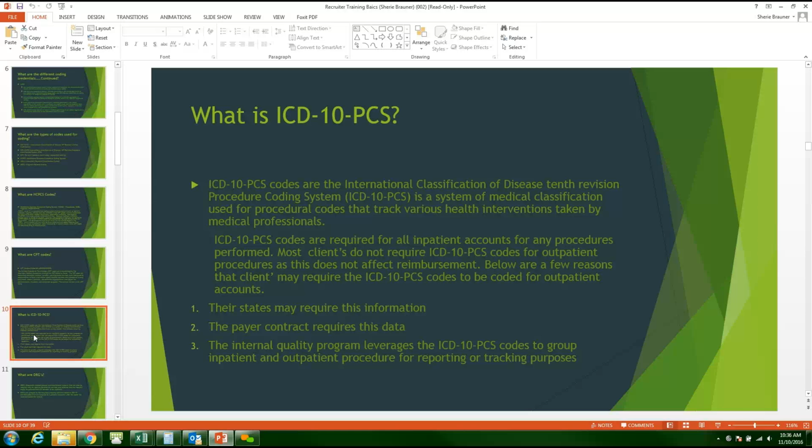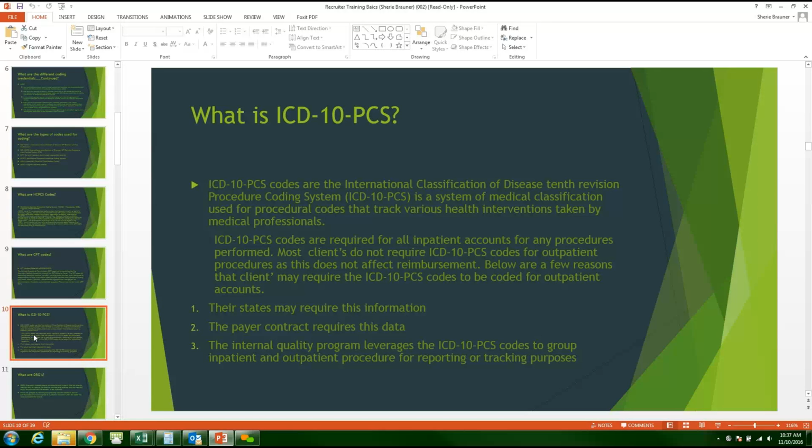Below are a few reasons the clients may require the coder to code PCS codes. This is a requirement from some clients. It is not for all. It does look like they are gearing towards making this a requirement in the future. Again, it does not affect reimbursement. There are three reasons below.